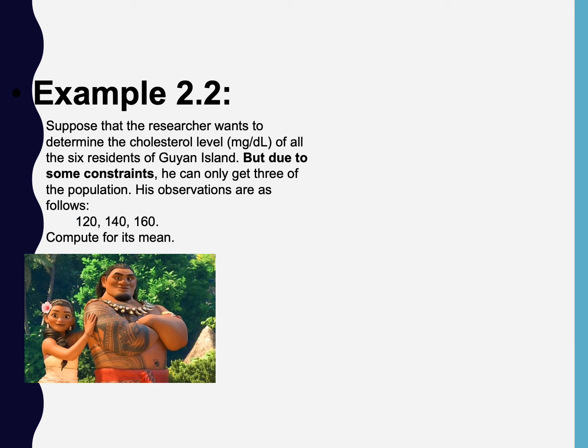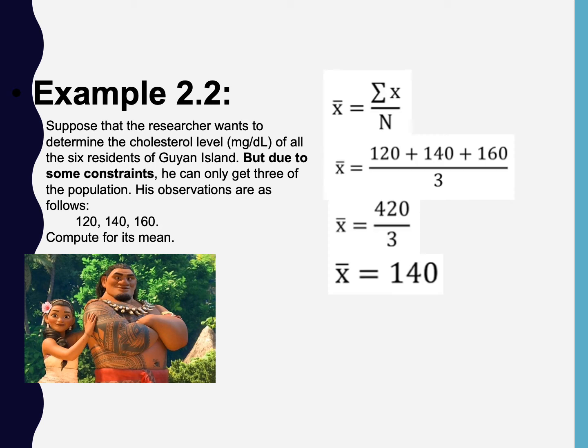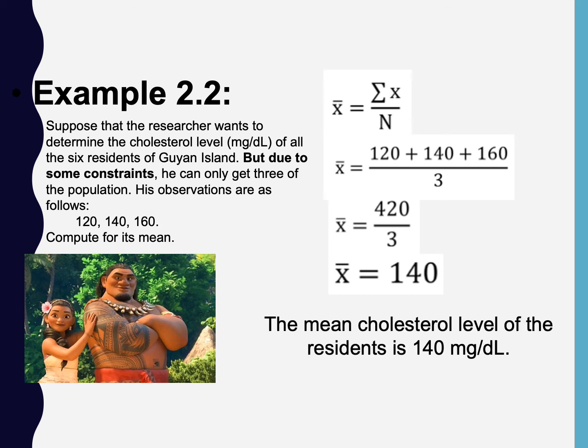Now, look at this example. This is the same as the previous one. However, instead of considering the entire population, you just select a certain sample. In this case, out of the 6 residents of Guyan Island, you're just selecting 3 out of the 6. So, you have to compute now for the mean. Since you are only getting a sample out of the population, you have to compute for the sample mean, which in this case is equivalent to 140. So out of the 3 samples that you get, you have a mean cholesterol level of 140.